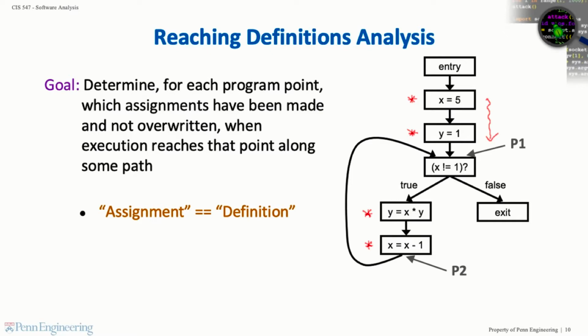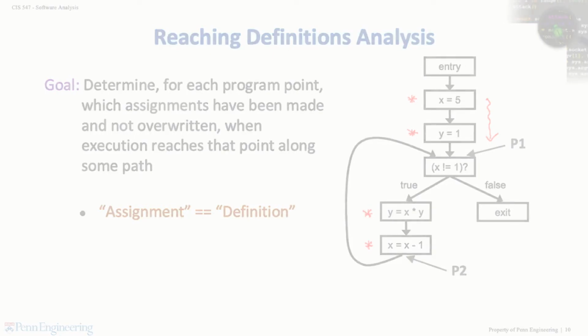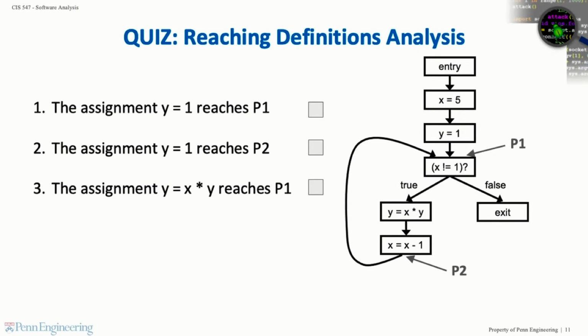We will next do a quiz to practice a few more reaching definitions in this control flow graph. To check your understanding of reaching definitions analysis, here is a short quiz. Check the boxes corresponding to the statements that are true about reaching definitions analysis. The first statement is true. Indeed, the definition y is assigned 1 reaches P1 along this path.